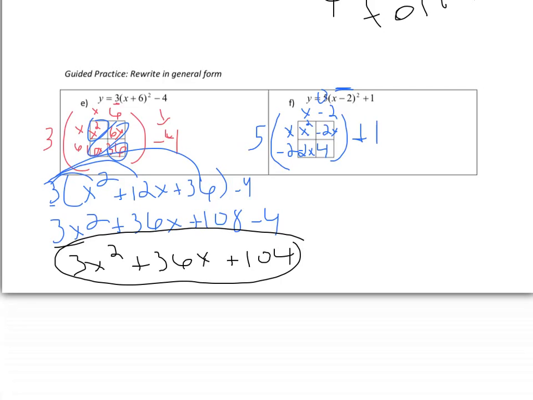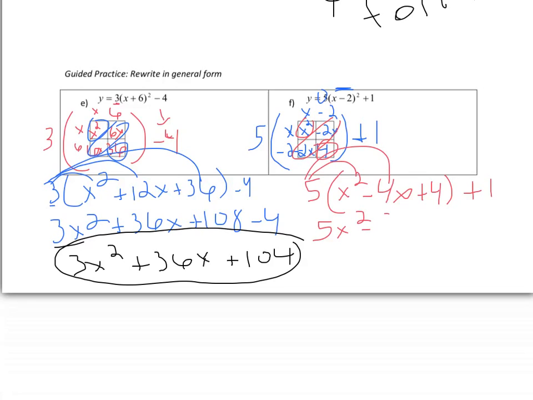And I'm going to rewrite that. So I have 5 times this quantity. I have x squared. Negative 2x minus 2x is a negative 4x. And then I have my 4, which we said was a positive 4. And then my little plus 1 at the end. We have a quantity, and we have 5, so 5 times x squared is 5x squared. 5 times negative 4 is negative 20x. 5 times 4 is a positive 20. And then I have my lovely plus 1 at the end.